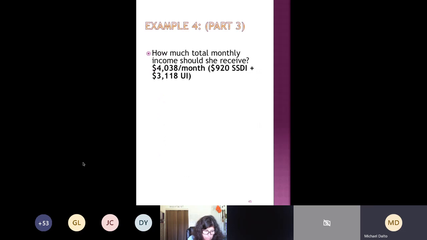And her total income will be the $920 a month SSDI plus the $3,118 a month on average from the UI. And her total income is going to be over $4,000 a month, at least while she's still receiving that extra $600 a week unemployment through the CARES Act through the end of July. So as you can see, there are some low to moderate wage workers who are going to get a big windfall from unemployment benefits between now and the end of July.